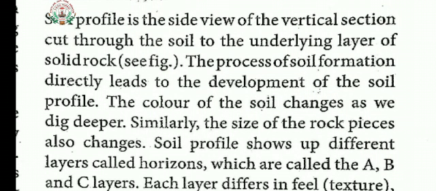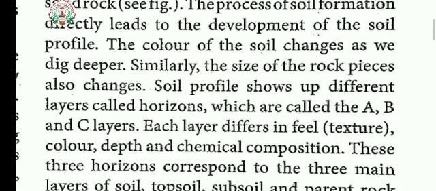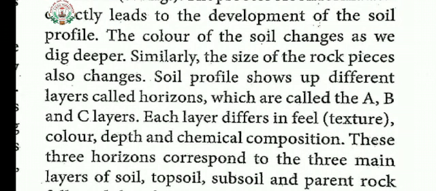The process of soil formation directly leads to the development of the soil profile. The color of the soil changes as we dig deeper. Similarly, the size of the rock pieces also changes. The soil profile shows different layers that are called horizons. So, what is a soil profile? It is the vertical section cutting through the soil, showing the different layers of the soil. A soil profile can be seen by looking at the sides of a recently dug trench, while digging a well, or at the foundation of a building.